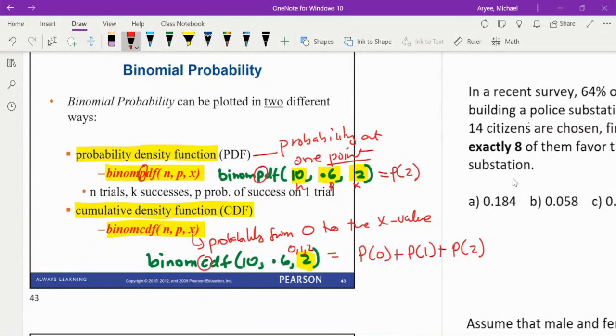Quick question. How did you get 2 again for the binom? I just made an example. I just pulled an example from my head. Okay. Okay, but let's look at an actual question.